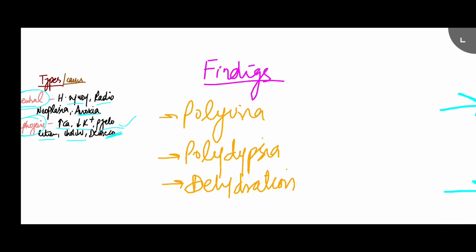Now let's move towards the findings. So the patient is either not having ADH like in central diabetes insipidus, or the patient is having it but it's not acting on the kidney. So what will be the findings? No ADH, so this means they are going to produce a large volume of urine, excessive thirst, and they're going to be dehydrated, and that can lead to serious dehydration and electrolyte disturbances as well.